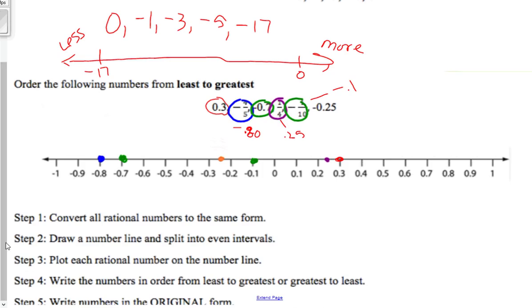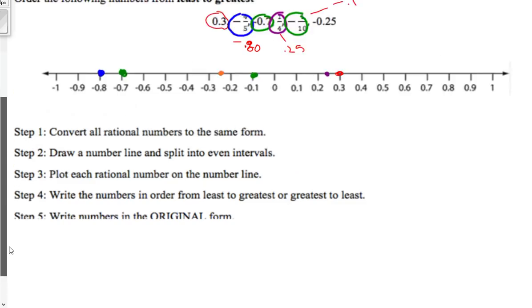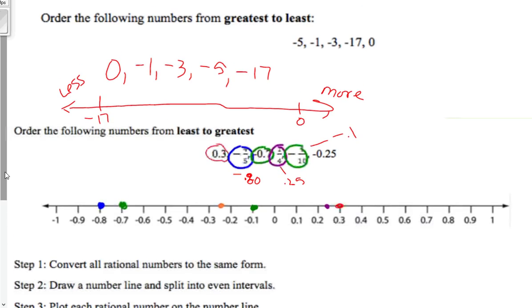All right, so it says convert all rational numbers to the same form, draw a number line and split into even intervals. Step 3, plot rational numbers on the number line. And step 4, write the numbers in order from least to greatest or greatest to least, and then write the numbers in the original form. So whenever we're ordering numbers, we always are going to order them back in the original form. So on this question right here, again, it says order the following numbers from least to greatest. So the number line helped us to do that.